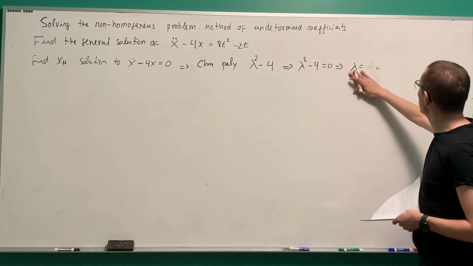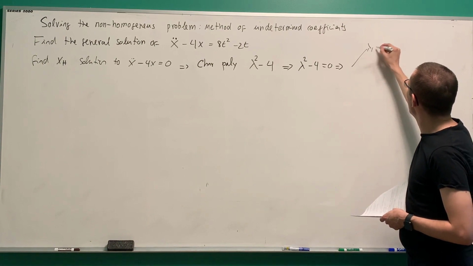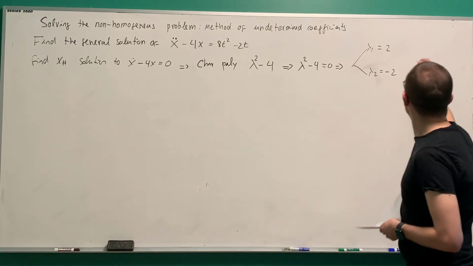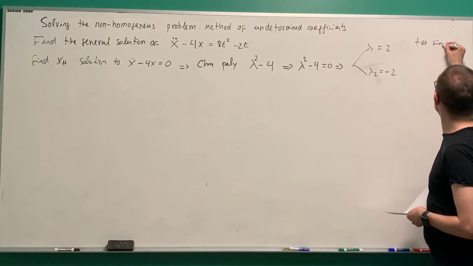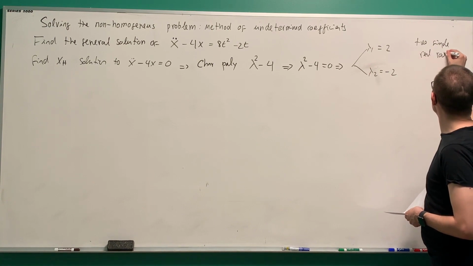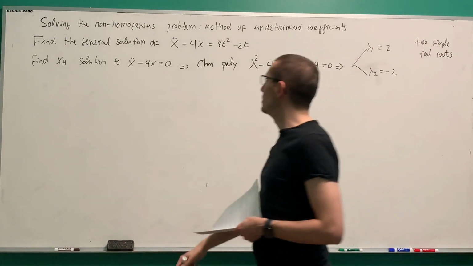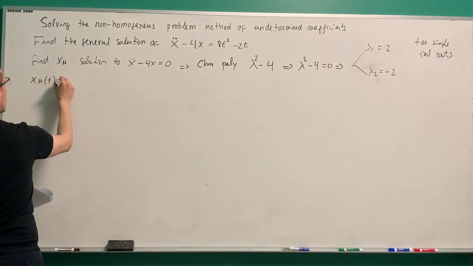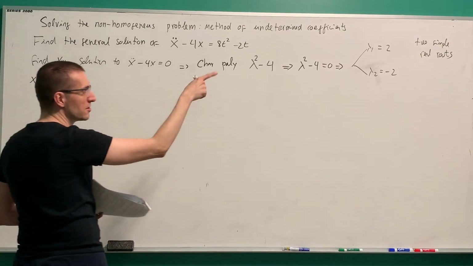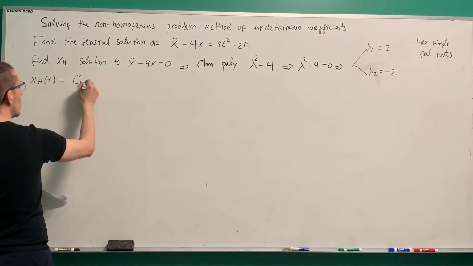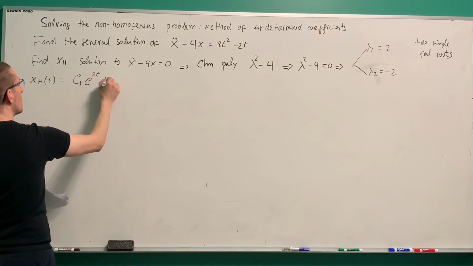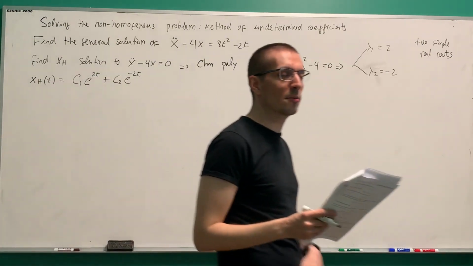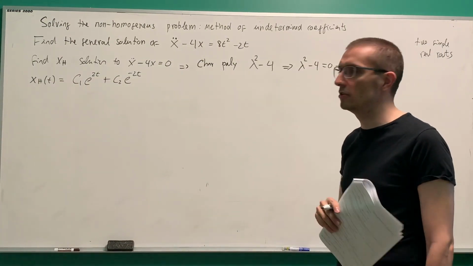So we have two real roots. Let me just write it here. Lambda 1 is 2, lambda 2 is minus 2. All right, so two simple real roots. Since it's two simple real roots, we know xH of t is going to be exponential functions. So it's some constant c1 e to the 2t plus c2 e to the minus 2t. Okay, so we found the solution to the homogeneous problem.